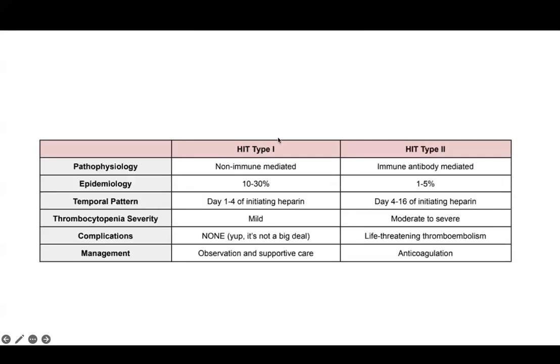So in summary, there are two types of HIT, that is type 1 and type 2. Type 1 is non-immune mediated, type 2 is immune mediated. Type 1 is more common, that is 10 to 30%. Type 2 is less common. Type 1 usually occurs on day 1 to 4 of initiating heparin. Type 2 occurs on day 4 to 16 of initiating heparin. In type 1 there is a mild thrombocytopenia. In type 2 there is moderate to severe thrombocytopenia. Complications are none in type 1, but type 2 can cause life-threatening thromboembolism. Management is observation in type 1 HIT and anticoagulation in type 2 HIT.